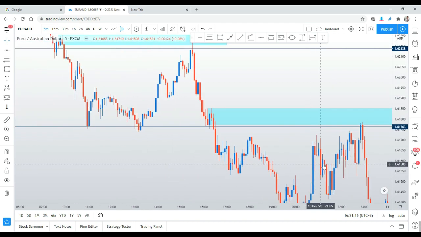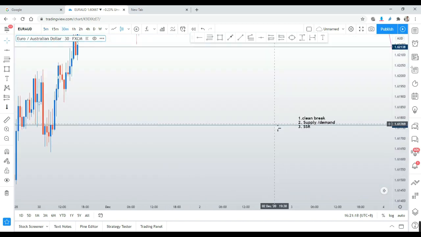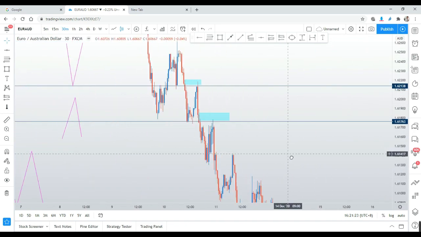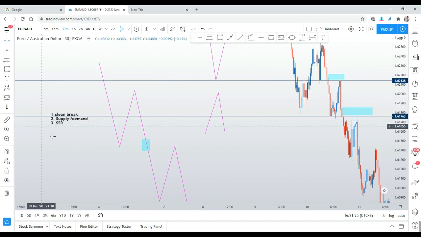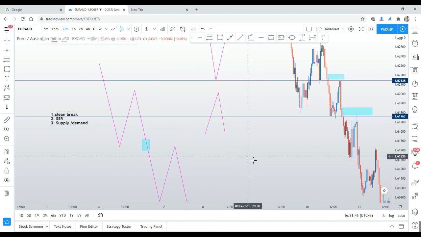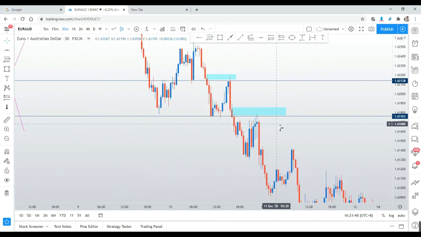Alright, so this is how you can trade your trend continuous trade, by just using the 3 checklist over here. Clean break, significant support resistance, and supply and demand. I think these two should switch place. Yes, SSR should be on the second. Yes, correct. So can you see how we trade this?